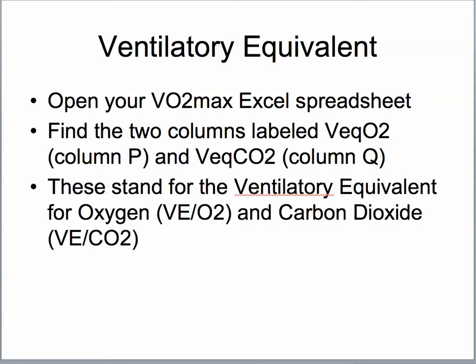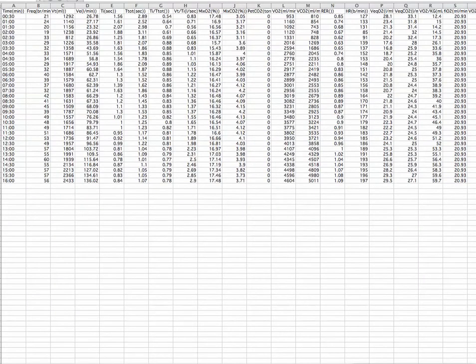I've provided an example for you that you'll do for homework, and then we're going to actually get in the lab and do VO2 maxes and then derive your own personal spreadsheet. Either way, you're going to open it up and then you'll find 2 columns. So this is an example of what the spreadsheet will look like.